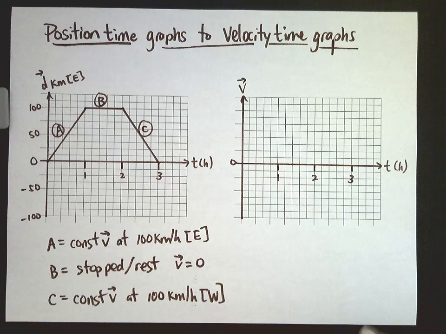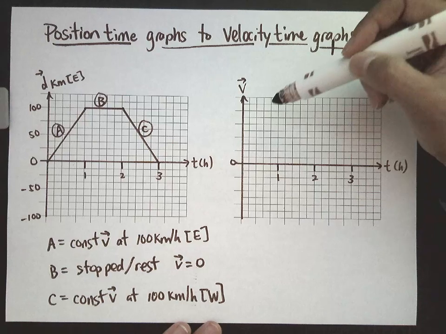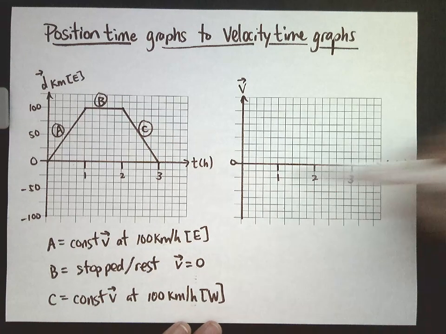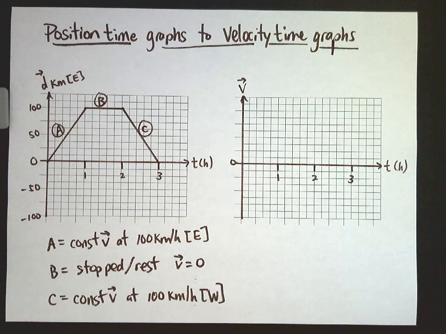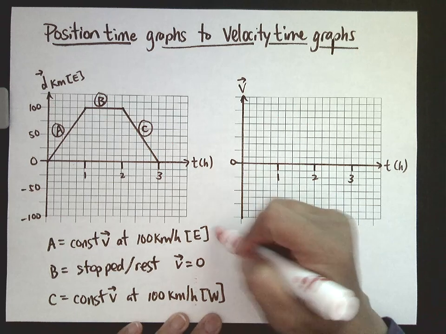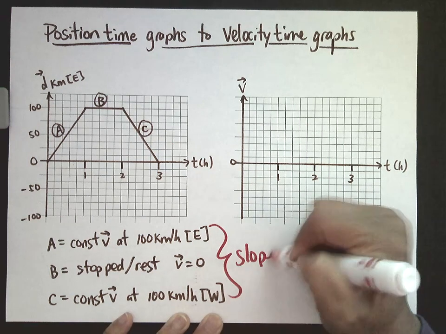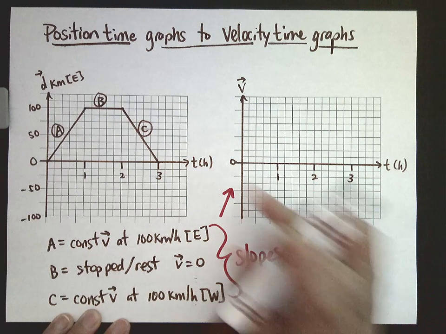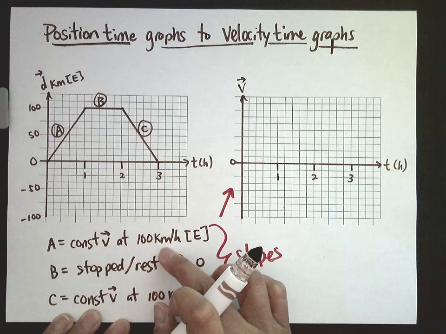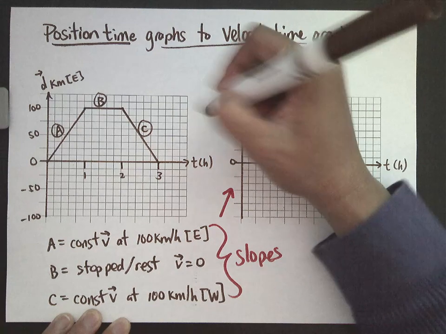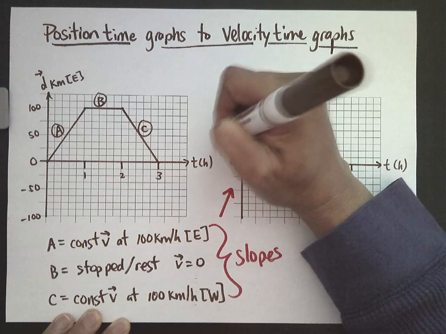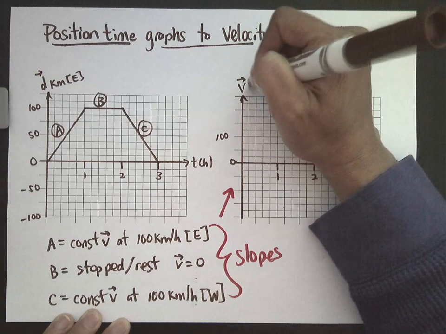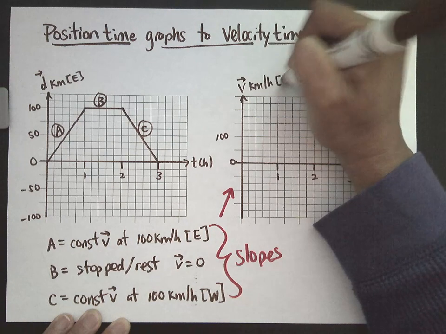Now we're going to actually draw a velocity time graph. So in other words, you're going to graph the speeds right here against the same times. All right, and if you want to graph the velocity or the speeds, these are the slopes, remember? And we're going to graph them right there. Okay, so our first hour is going at 100 kilometers per hour east. So let's write that in. Let's say this here is 100 and the speed is kilometers per hour east.